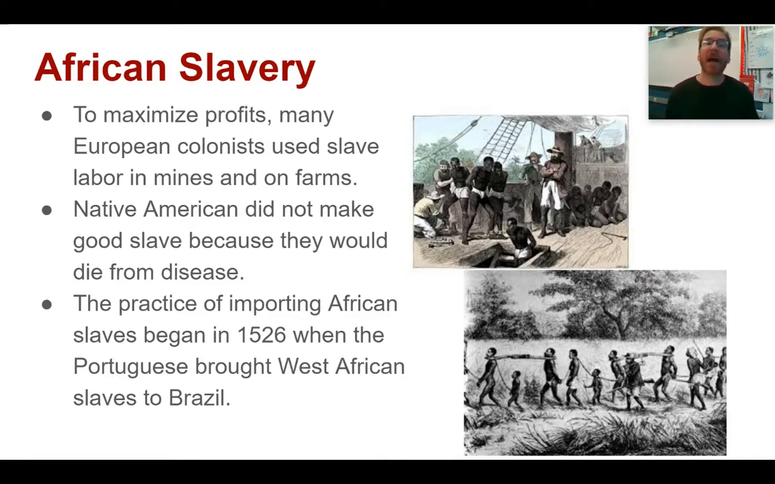Another thing that we should bring up here, and we will definitely go into deeper very soon, is African slavery. Now, to maximize profits, many European colonists use slave labor in mines and farms. Okay? They don't hire people and pay people to do this hard work. They instead enslave people. And at first, it was Native Americans who were enslaved and put to work in the mines and on the European plantations. But Native Americans did not make good slaves because of the previously mentioned problems with disease. They were dying at far too great of a rate.